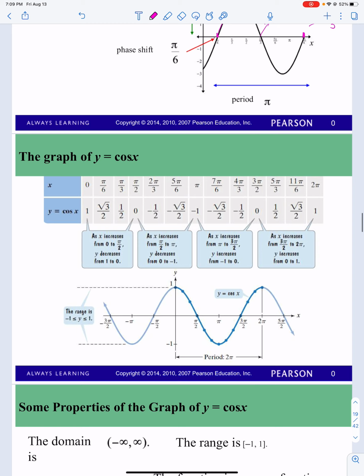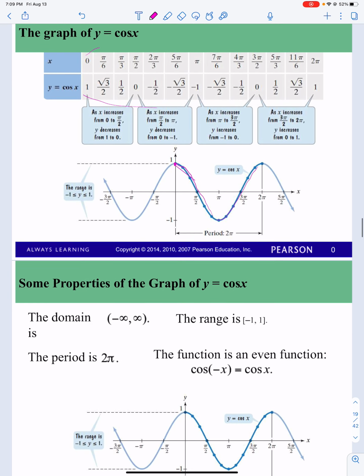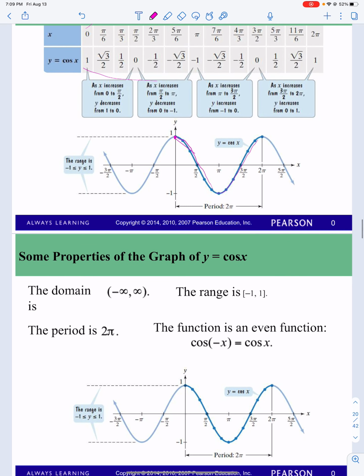y equal to cosine x. Of course, you can choose all these values again. You can use your unit circle or anything that you want to do. And we will know that cosine is like this. So it does not start from 0 anymore. It will start from the top and go down. Okay? The domain is the same, range is the same, period is the same.